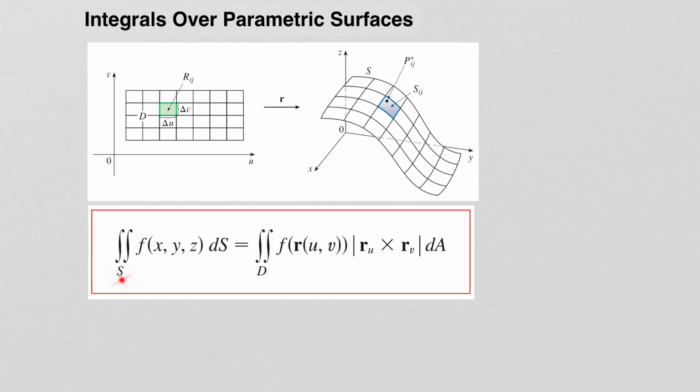If we integrate over a surface S, and we have some function of x, y, and z, that turns into a double integral of f of r, and then we have the magnitude of the cross product of Ru with Rv. Now remember, Ru is the partial derivative of r with respect to u, and Rv is the partial derivative of r with respect to v. And the reason we do the magnitude of the cross product here is that we are looking at the area of the associated parallelogram. So let's go ahead and take a look at an example.